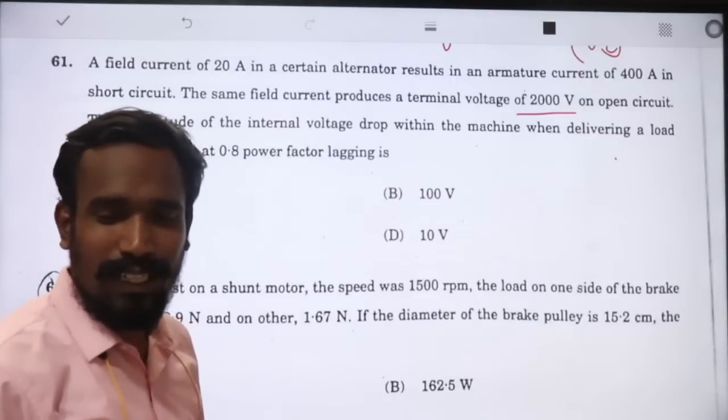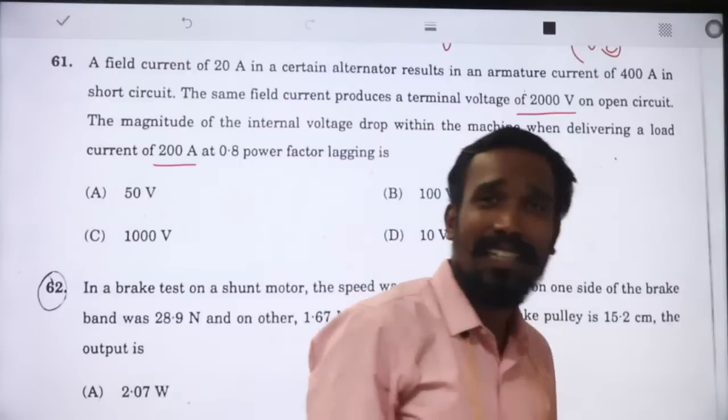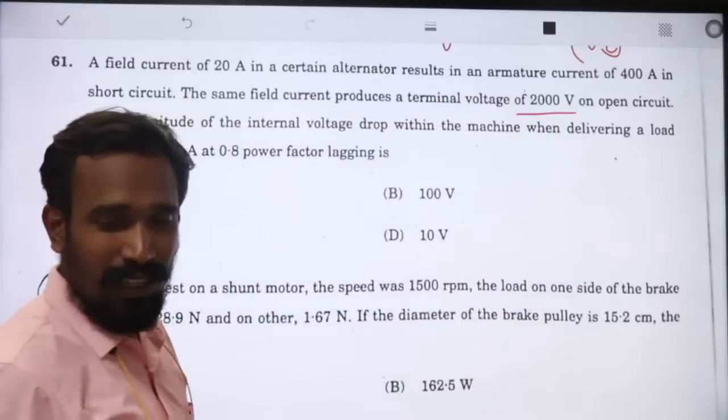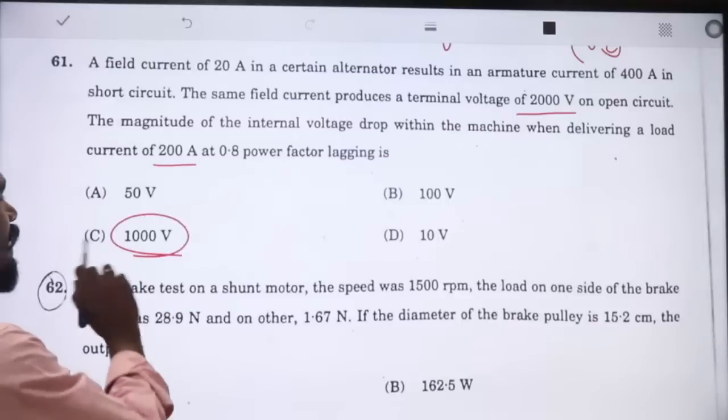Once go through the question papers that I sent you for synchronous machines. From that, this is the question. You can get the answer easily.